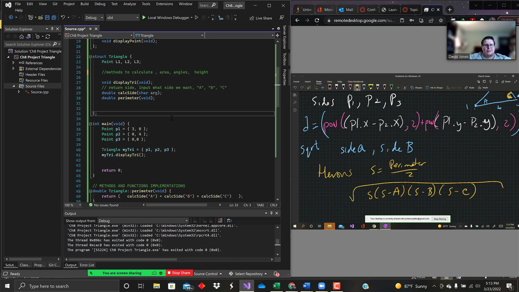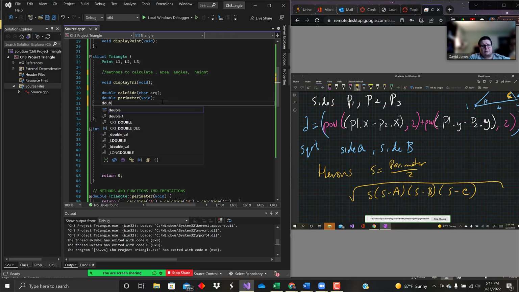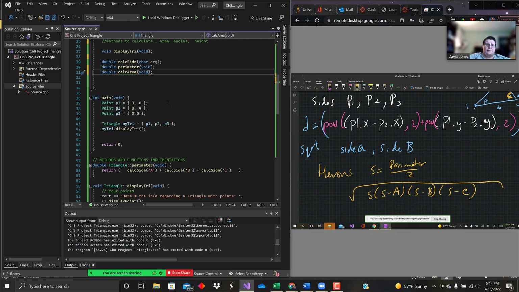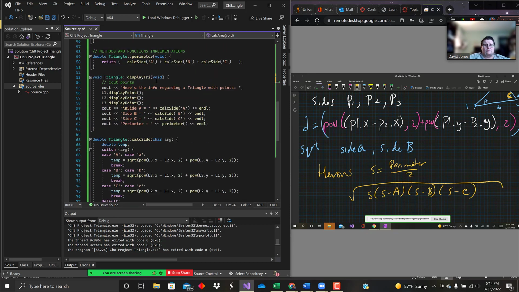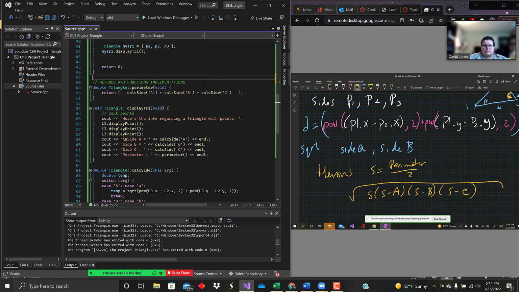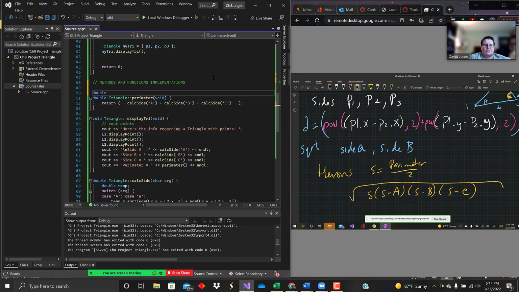So we're going to take a look at doing the area. And we're going to do the area with Heron's formula. So let's do that. Area is going to be a double, and calc area, maybe. We already have everything we need, so we'll just come down and make it right here. Oh, it's awkward not having anybody here, and I'm talking to the wall. All right, we can still do this. Calc area, and it's void.